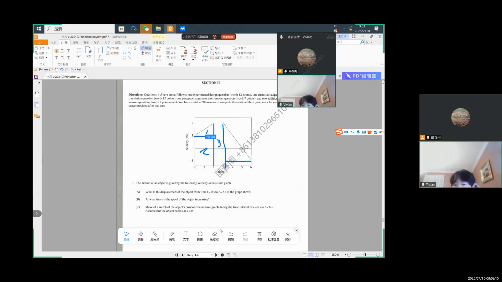Wait, is it? Yeah, this is 3. 4.5. 6, 8, 9, 13.5 meters.